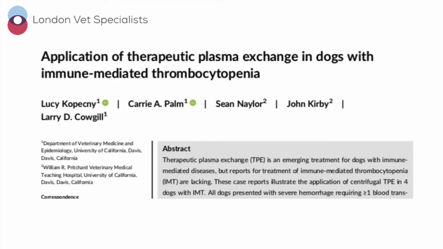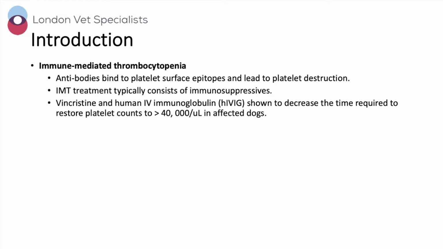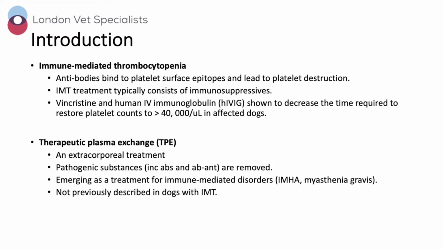Moving on to our next paper, this looked at the application of therapeutic plasma exchange, or TPE, in dogs with immune-mediated thrombocytopenia. So just some background, as we've already talked about a little bit, immune-mediated thrombocytopenia is hypothesized to occur when antibodies bind to platelet surface epitopes and lead to platelet destruction. And based on this, IMTP treatment typically consists of immunosuppressive treatments. It has also been shown that vincristine and human immunoglobulin have decreased the time required to restore platelet counts in dogs over 40,000 per microliter.